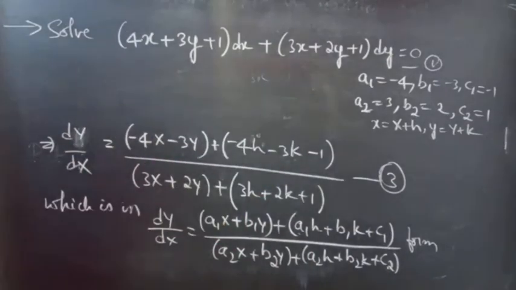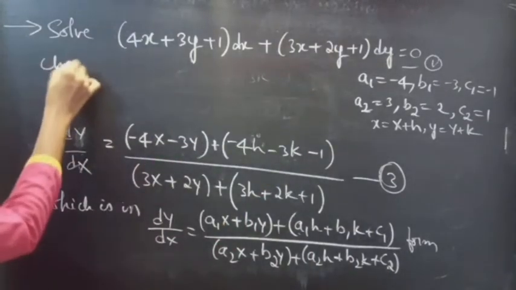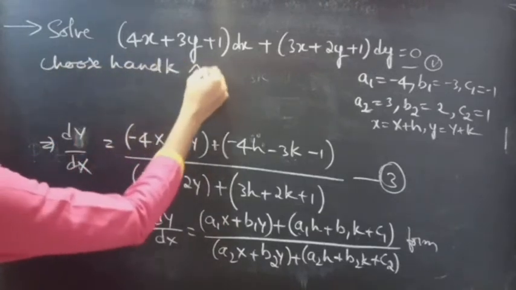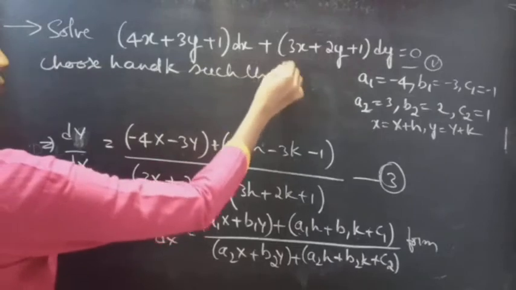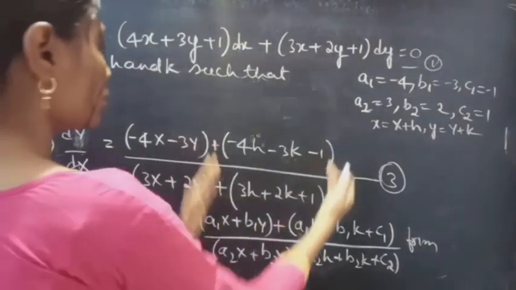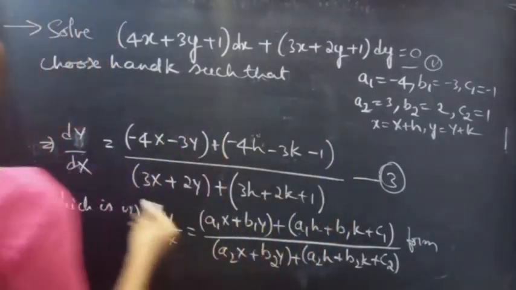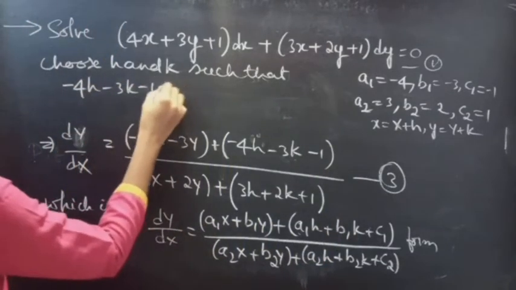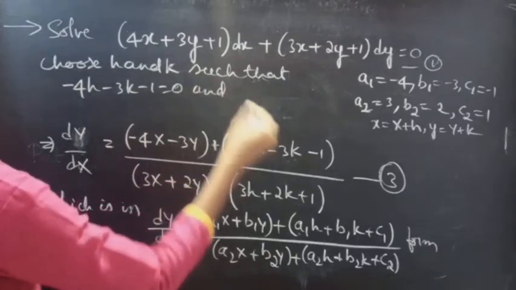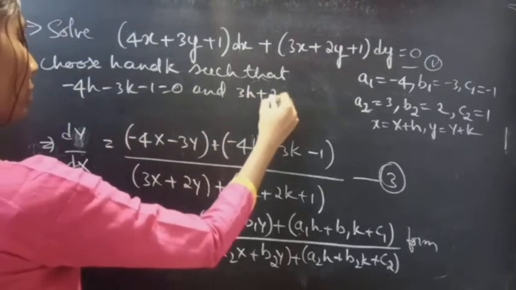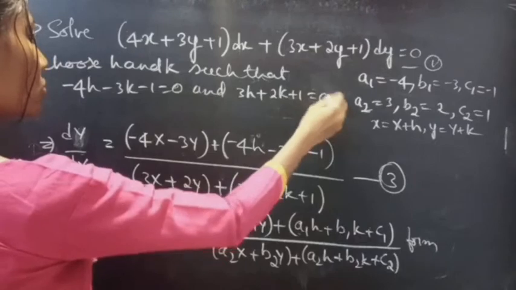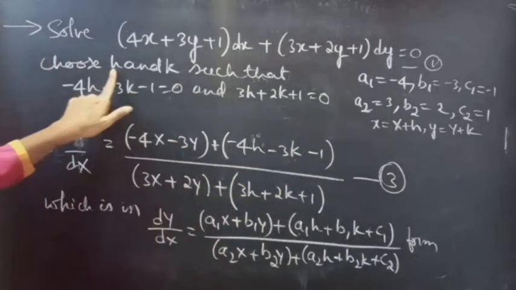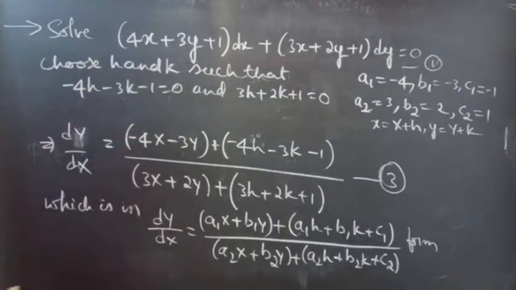Now, we need to choose h and k such that these two polynomials become 0, which is nothing but minus 4h minus 3k minus 1 equals 0 and 3h plus 2k plus 1 equals 0. Now, by solving these two equations, we'll get the values of h and k.